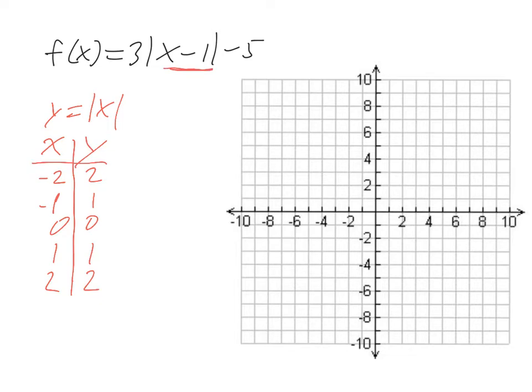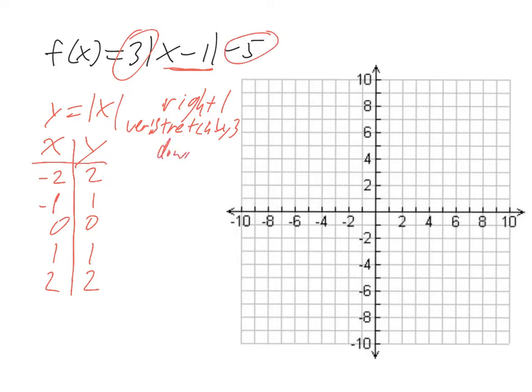So in here, that x minus 1 means that it's going to go right 1. This 3 is a stretch by a factor of 3. That's a vertical stretch. And then this minus 5 is a translation down 5. So left and right is affecting the x value. Stretch, compress, or in this case stretch, and also up or down, in this case down, are all affecting the y value. Those are up and down changes.